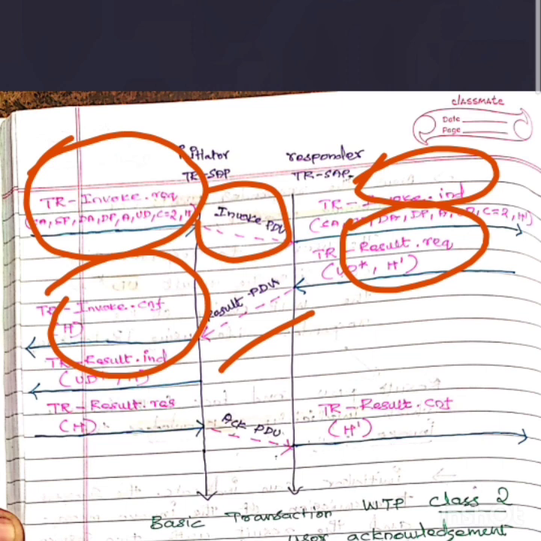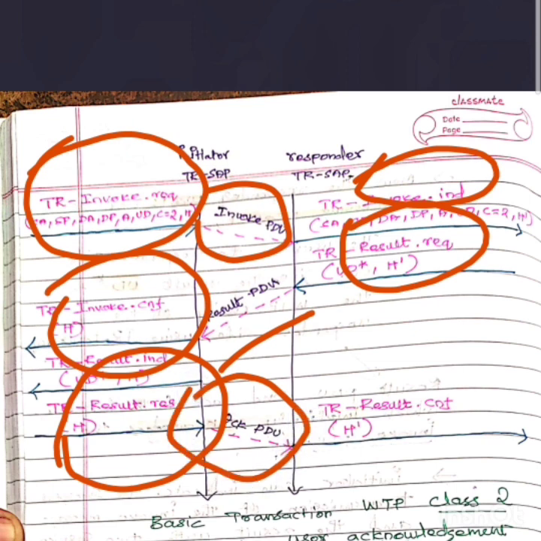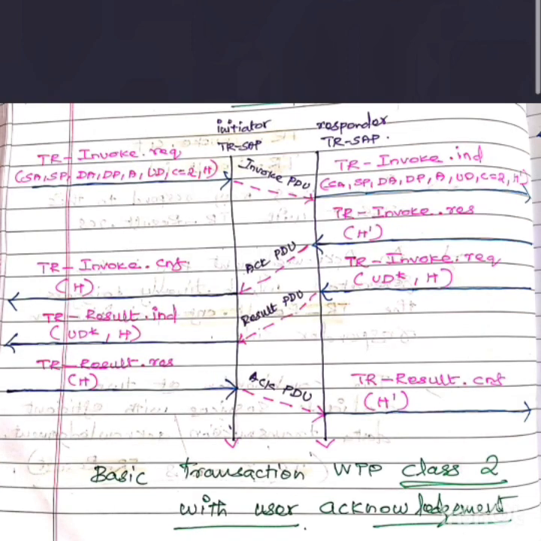It receives the confirmation. Once it receives the result request, it confirms the request and also indicates the result request to the user side, and then the sender side responds with the acknowledgement to the result and gives it to the responder side. On the responder side, it receives the acknowledgement PDU and then confirms the result. That's it. Next, here is the second type.